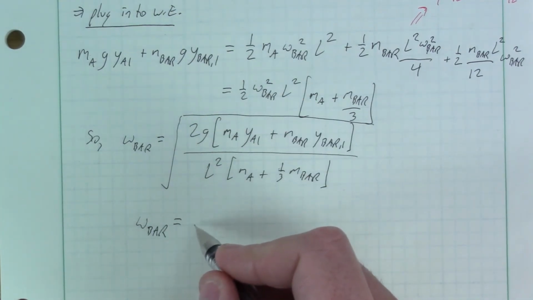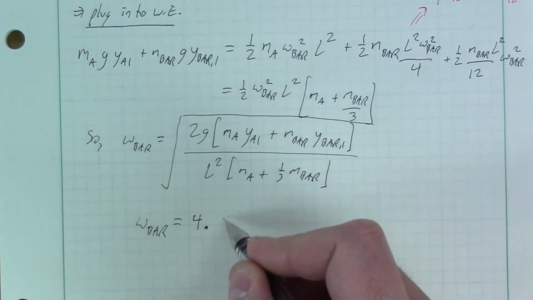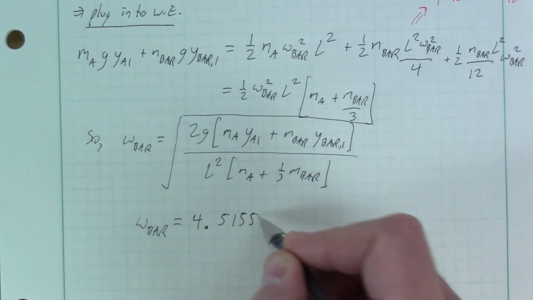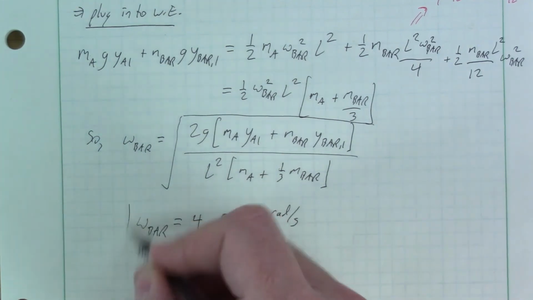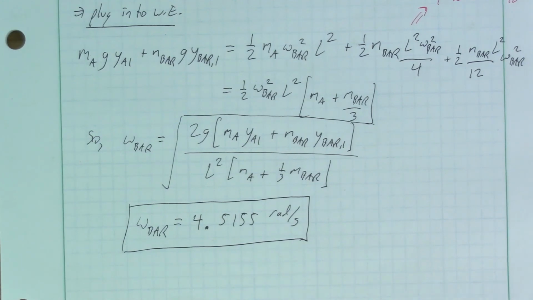So the angular velocity of the bar is 4.5155 radians per second. Okay, and that wraps up our examples and our discussion of the work energy.